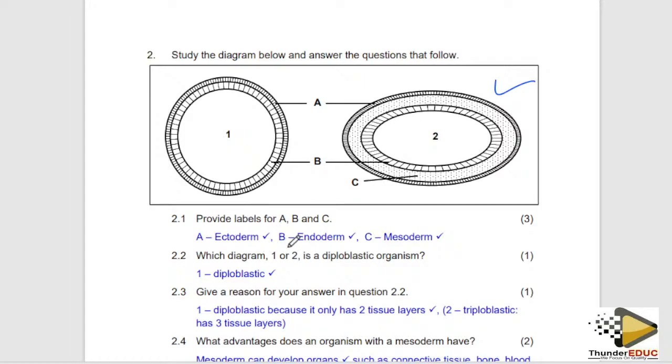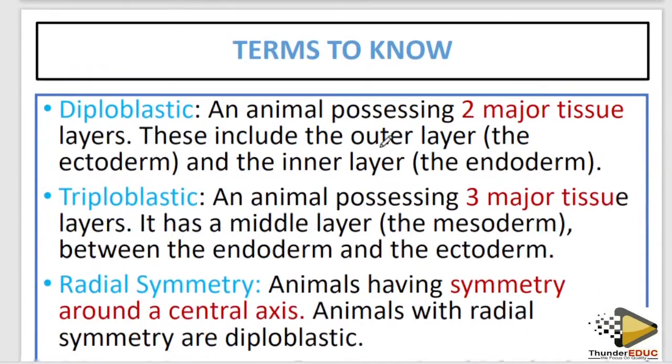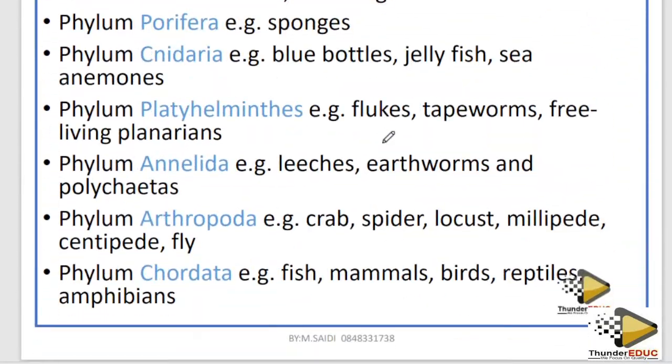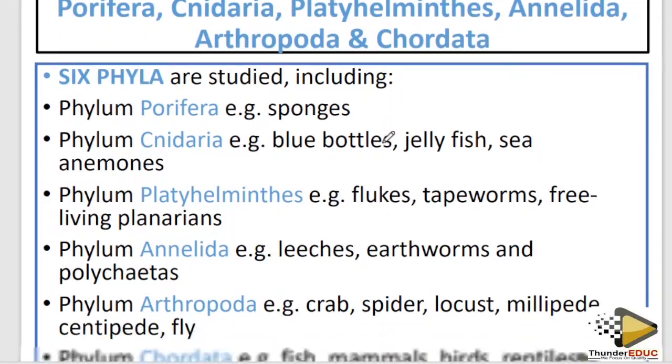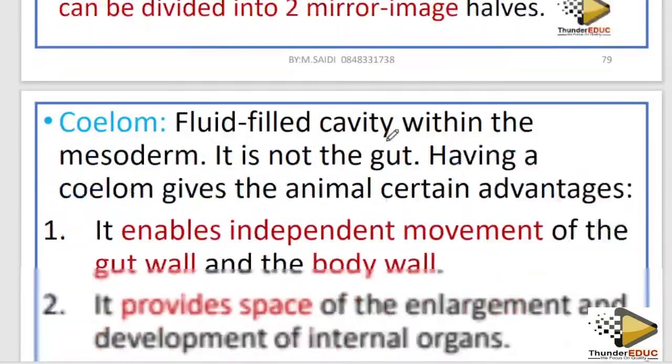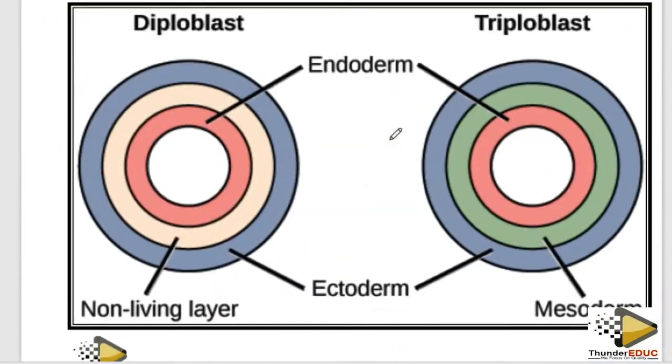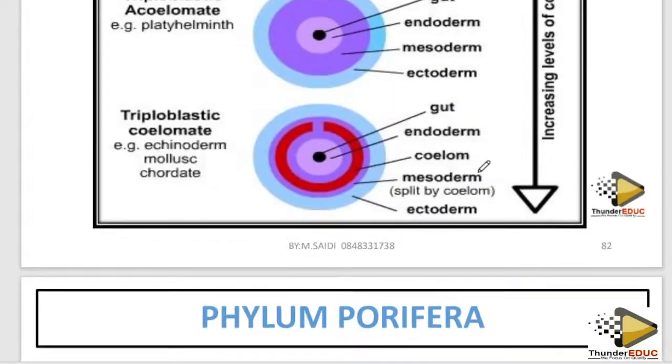Ectoderm means outside. Endoderm means the inside one. Mesoderm means the middle one. So please don't go to the paper without knowing this. Let me show you something. Porifera, look at this. So please don't go to the paper without knowing this. Yes, so I'm clear there.